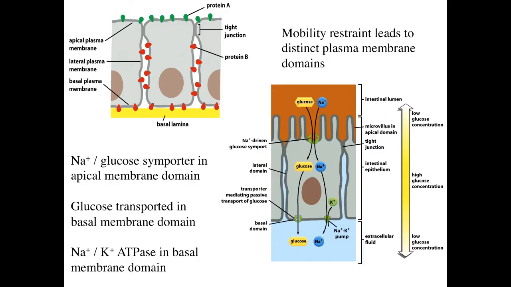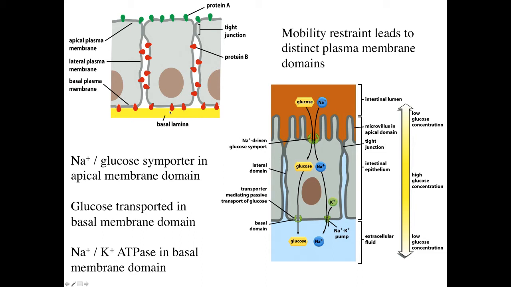And this is an interesting example. This is a schematic or hypothetical example of a mobility restraint mechanism. Here I'm just calling it a tight junction between cells that might limit movement of proteins, shown either as green little lollipops on the cartoon or red little lollipops. In this case, the apical plasma membrane domains are defined on one side of the tight junction, and the basal and lateral, or basolateral, membrane domains are shown on this side of the tight junction.